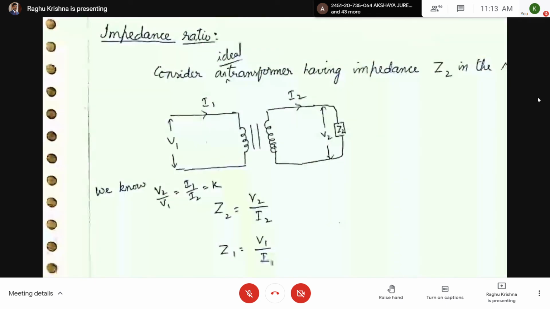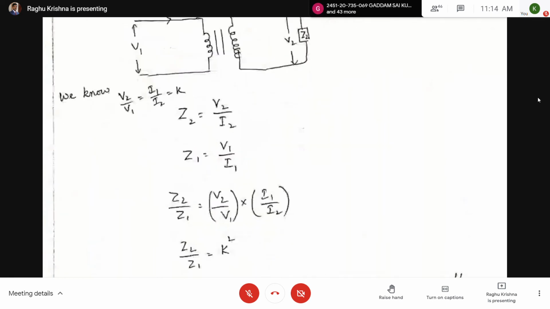Now this is the impedance ratio. What is meant by impedance ratio? Z2 by Z1 is the impedance ratio. Z2 is V2 by I2, and Z1 is equal to V1 by I1. Now I want Z2 by Z1. You can write Z2 by Z1 equal to V2 by V1 into I1 by I2. So Z2 by Z1 equals K square.